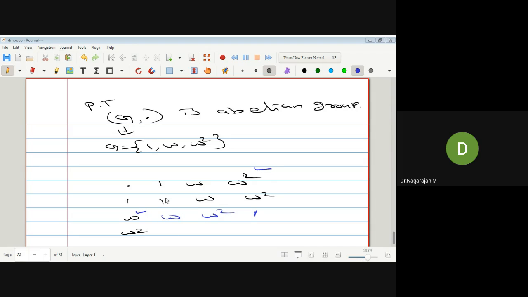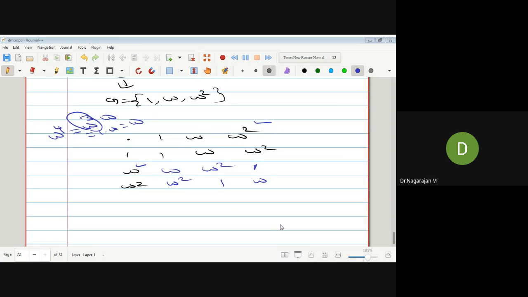Omega squared into 1 is omega squared. Omega squared into omega is omega cube, which is 1. Omega squared into omega squared is omega power 4, which can be written as omega cube into omega. Omega cube is 1, and 1 into omega is omega. Now we put that in the table. Any doubt?